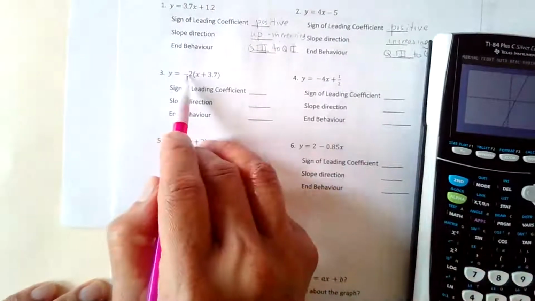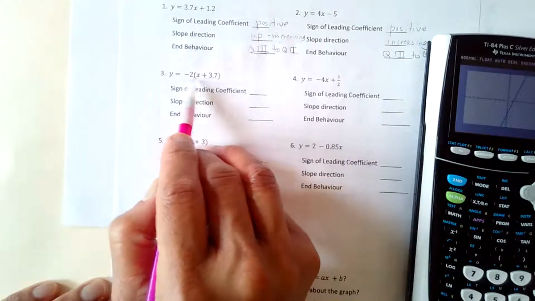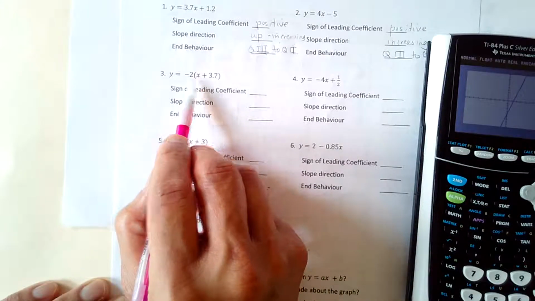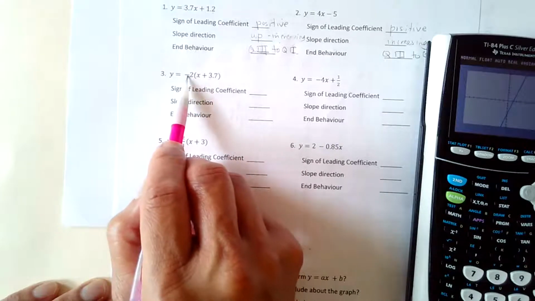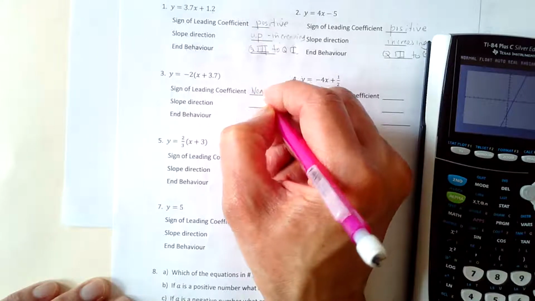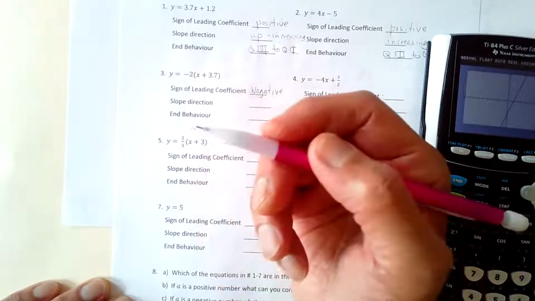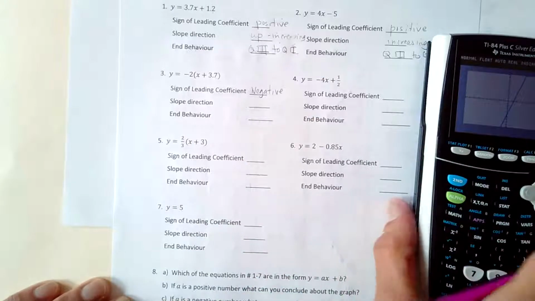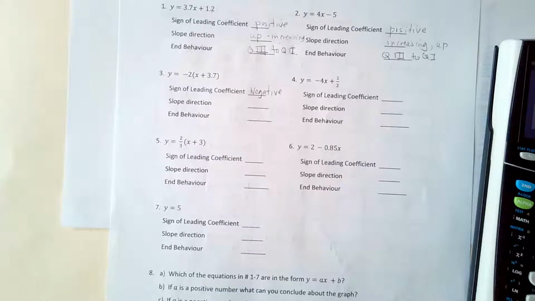First of all, our leading coefficient is negative. Sometimes it can be misleading because you may have a negative in here and end up with a positive, but generally speaking, you have just one sign. If the sign of the leading coefficient is negative, you can put negative here. The slope direction, from our knowledge in the past, if it's negative, it's going down, from quadrant 2 to quadrant 4.